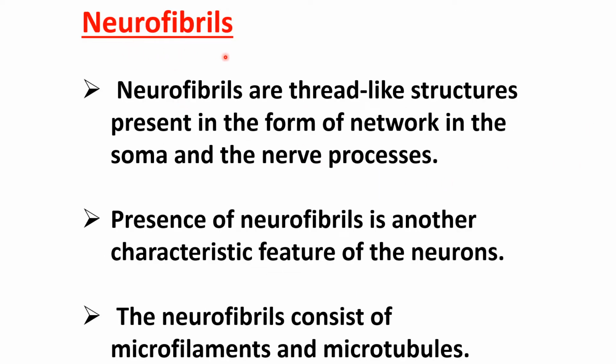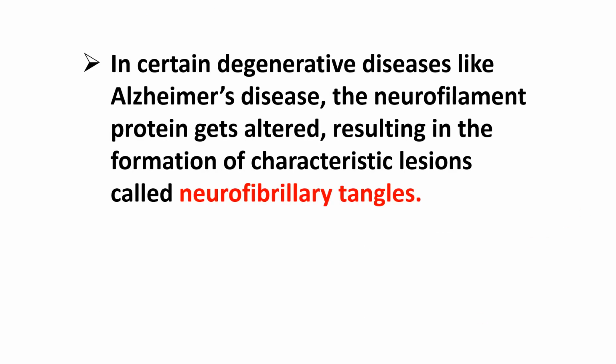Then neurofibrils. Neurofibrils are thread-like structures present in the form of a network in the soma and the nerve processes. The presence of neurofibrils is another characteristic feature of the neuron. Neurofibrils consist of microfilaments and microtubules. In certain degenerative diseases like Alzheimer's disease, the neurofilament proteins get altered and that results in the formation of the characteristic lesion known as neurofibrillary tangles.